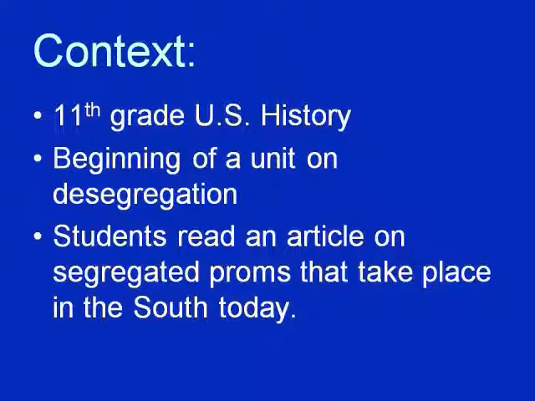So the context of today's situation. We're going to splice in some modeling with our explanation of this strategy. The context of this situation is an 11th grade U.S. history class, beginning a unit on desegregation. Students are going to read an article about segregated proms that take place in the South today. This is to prime their prior knowledge, so the topic will be asking them to think about both this article that they read and what they know about segregation. So in this case, it's being used as a prior knowledge activity and a processing activity at the same time.